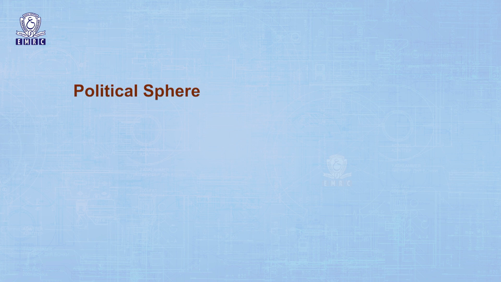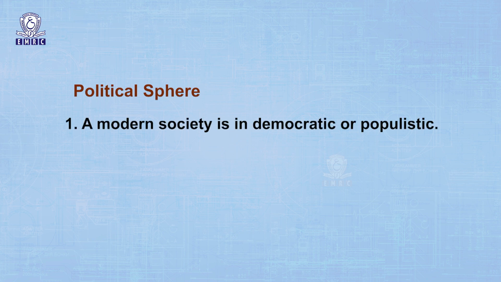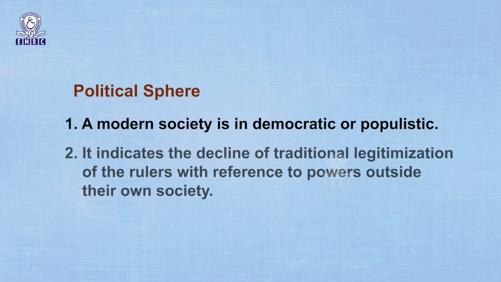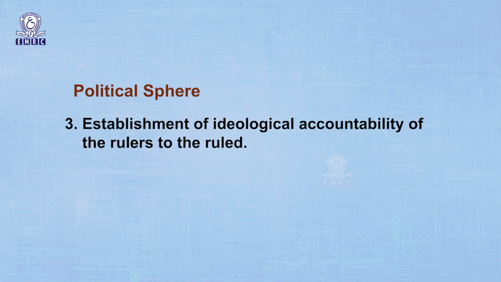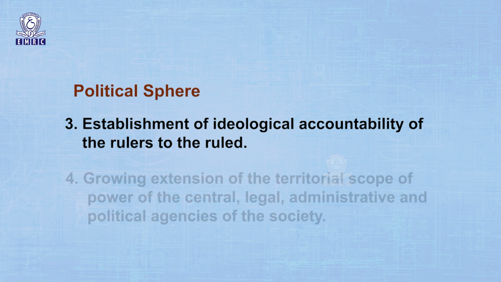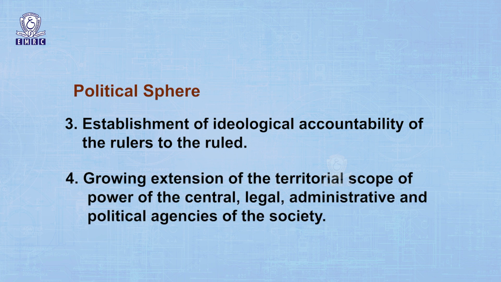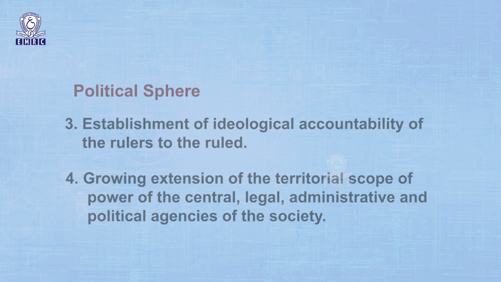In the political sphere, 1. A modern society is democratic or populistic. 2. It indicates the decline of traditional legitimization of the rulers with reference to powers outside their own society. 3. Establishment of ideological accountability of the rulers to the ruled. 4. Growing extension of the territorial scope of power of the central, legal, administrative and political agencies of the society.